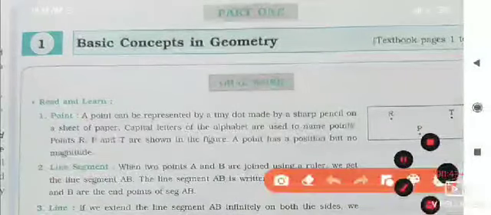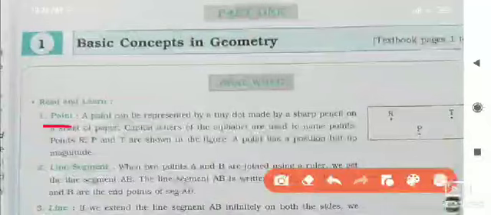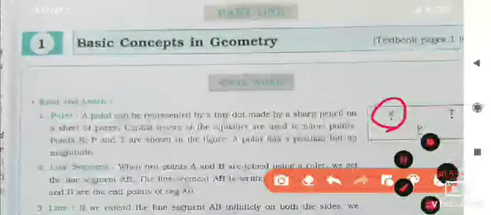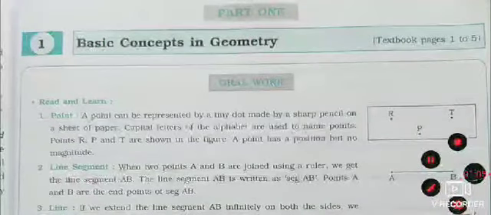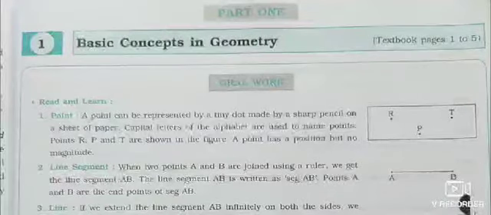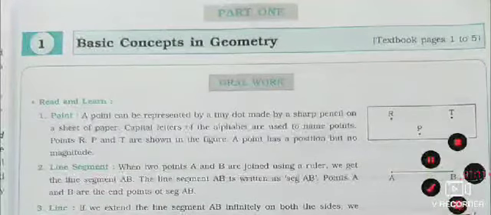So first of all, it is the point. What is a point? If you see here, a tiny dot. This tiny dot is called a point. And how are we reading this point? We are reading it as point P, point R, point T. In that way we are reading the points.